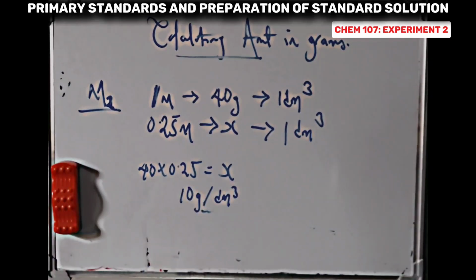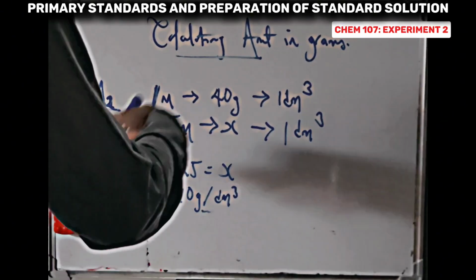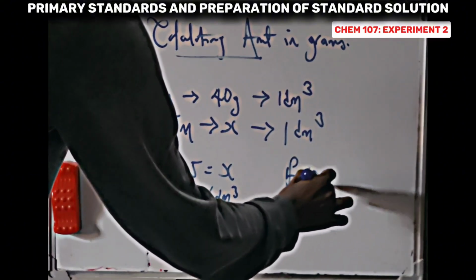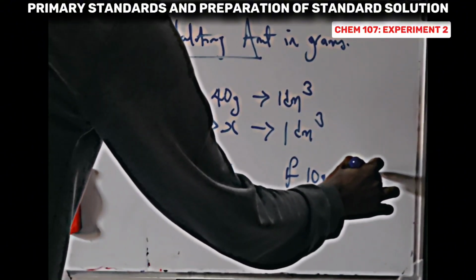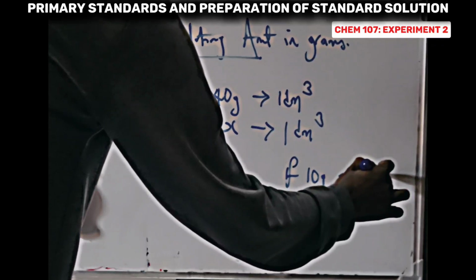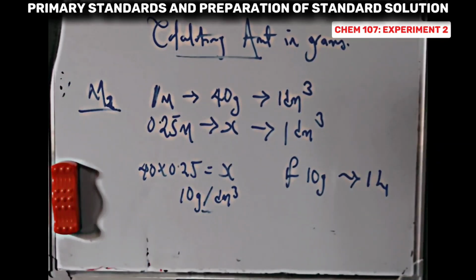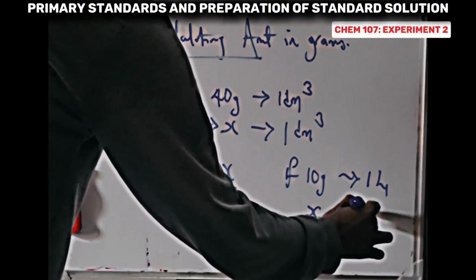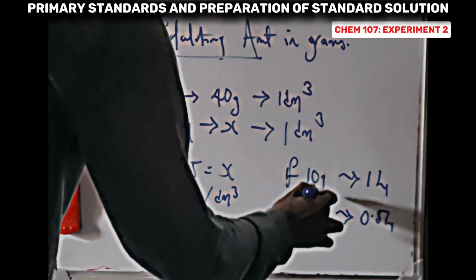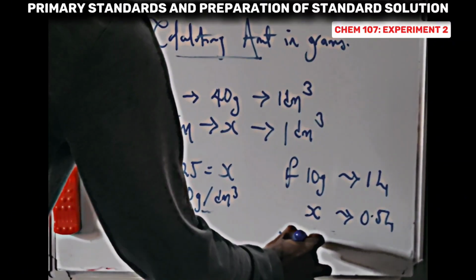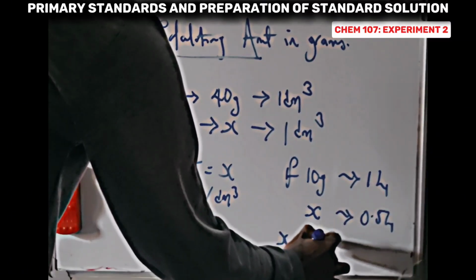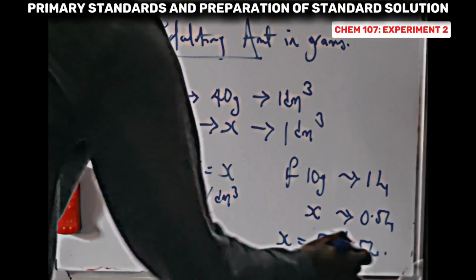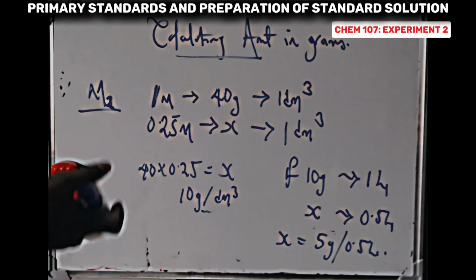So with this, you do the same thing we did earlier. If 10 gram of sodium hydroxide is dissolved in 1 dm cube, which is 1 liter for this particular question, then how much will be in 0.5 liters? Cross multiply: X is 10 times 0.5, which is 5 gram per 0.5 liters. So that is the answer. This is the second method.